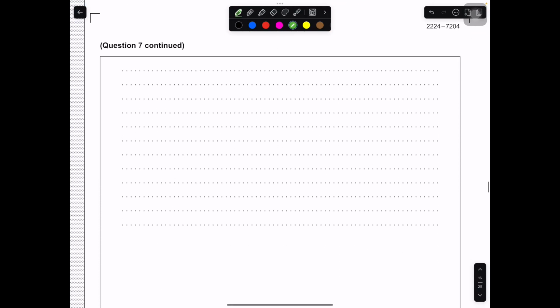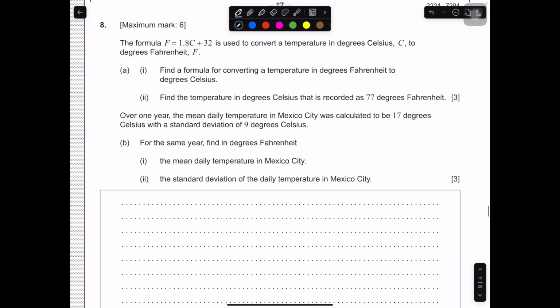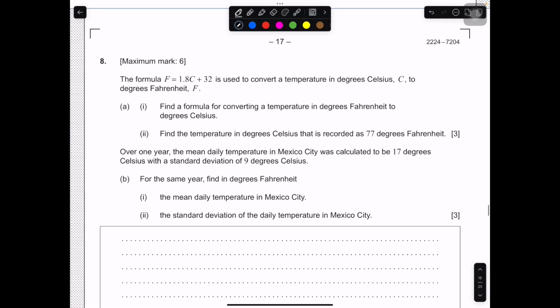Let's do another question. What do we have here? Okay, maybe last. No, let's try this one here. 6-mark question, moving along. The formula F equals 1.8C plus 32 is used to convert a temperature in degrees Celsius C to degrees Fahrenheit F. Find a formula for converting a temperature in degrees Fahrenheit to degrees Celsius.